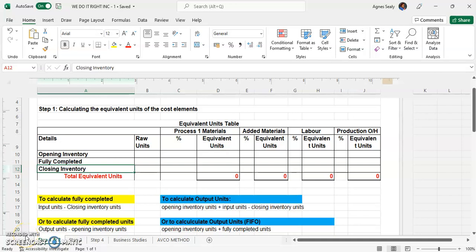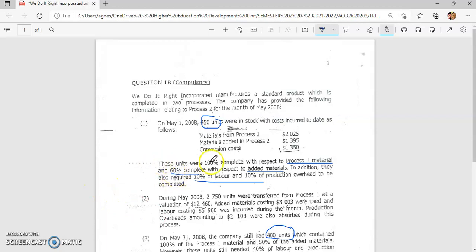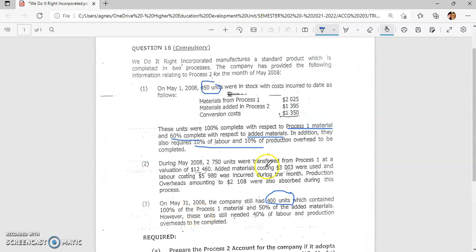Hi, this is part 2 of our demonstration video where we are looking at an example question called We Do It Right Incorporated, and we are using this question to prepare a process costing account using the first in first out method. So here we have the question, and we would have read through the question in our part 1 video.